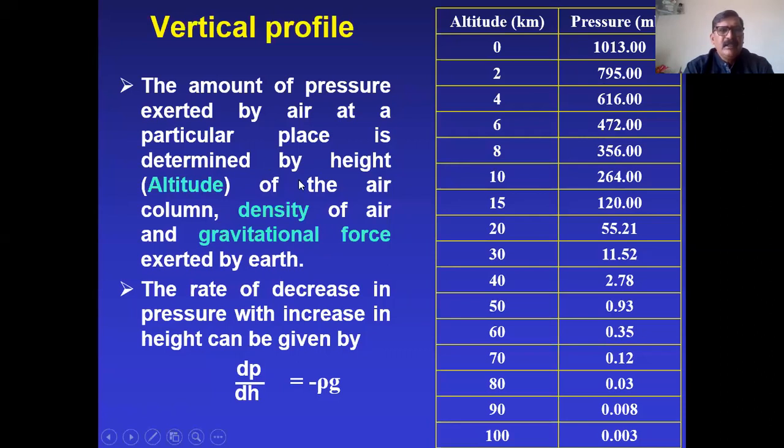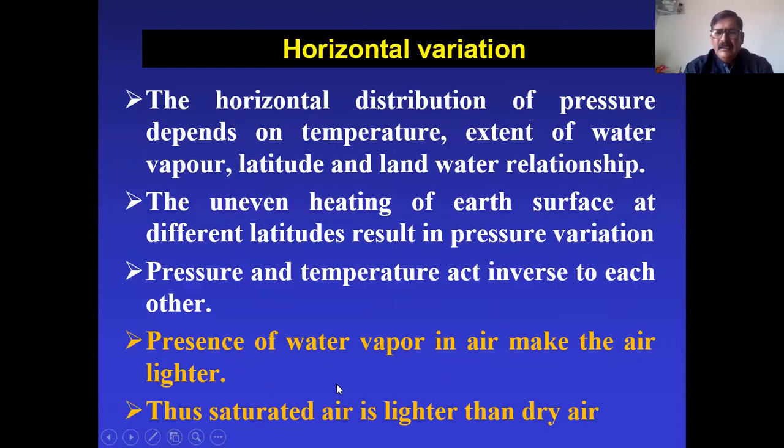So in this way, as the height increases, the density of the air and the gravitational force affect the atmospheric pressure, and the rate of decrease of pressure as the height increases is given by dP upon dH, meaning change in pressure divided by change in height, is equal to minus rho g. The minus sign is given because the gravitational force is considered negative.